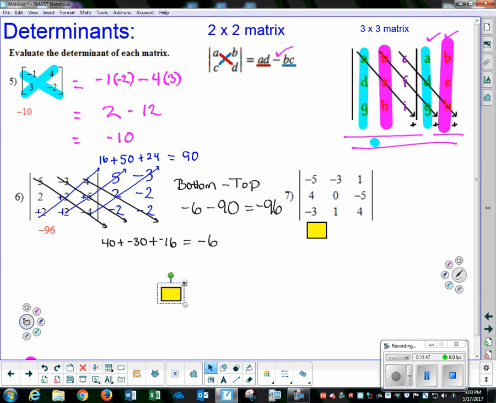And yes, your calculators can do it. But I would like you to practice by hand, just so you know how to do these by hand. I'm sure there's going to be some courses in college where you are not allowed to use calculators, and I want to be sure that you understand the process of what the calculator goes through to get the determinant.